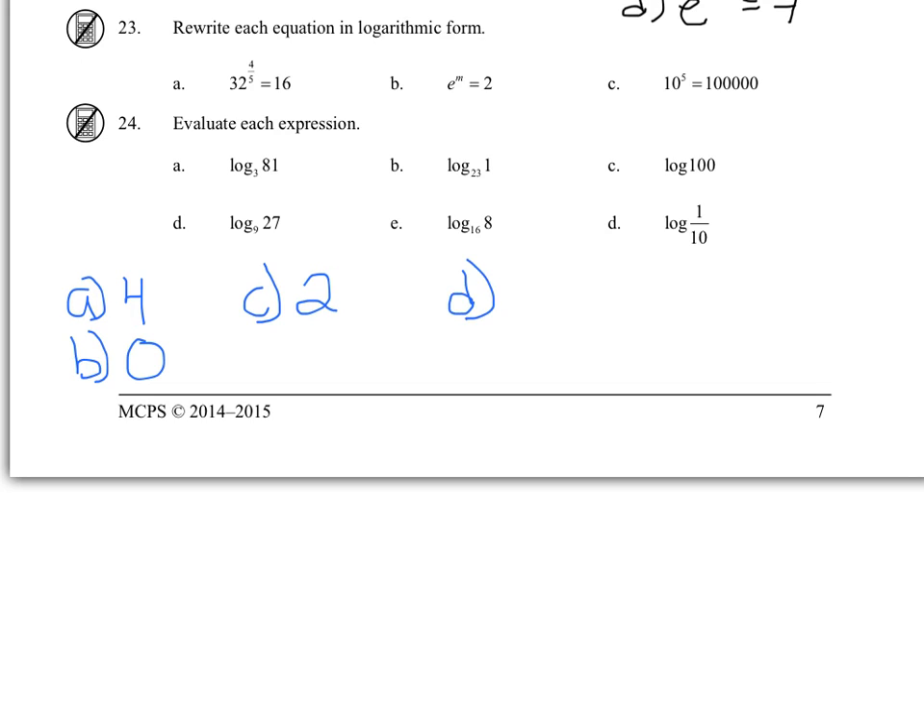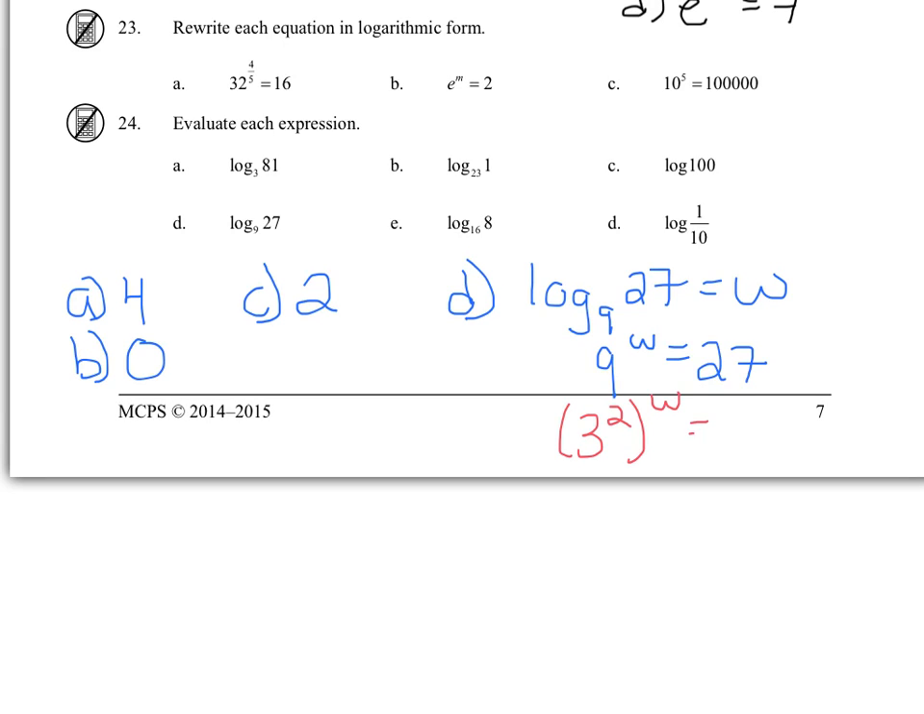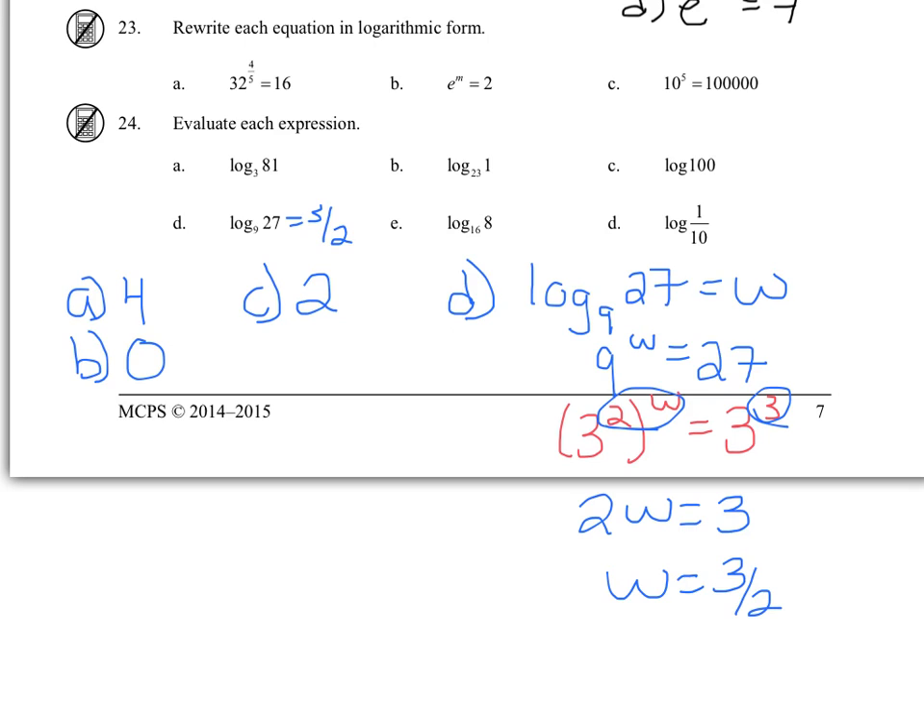Now for d, this one's a little bit harder to do in our heads. Log base 9 of 27. We can say, okay, that equals what? I'm going to use w for what. So 9 to what power is 27? Well, neither are the same base, but if we can change both bases to be 3, we can then set the exponents equal and solve. So log base 9 of 27 is 3 over 2.